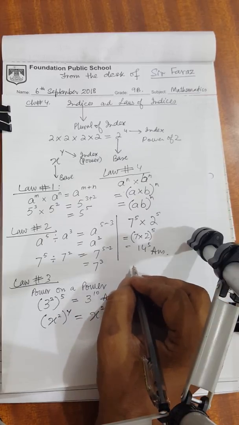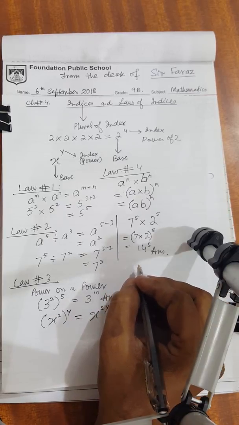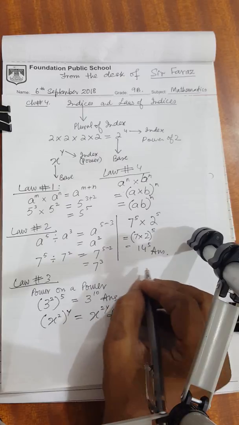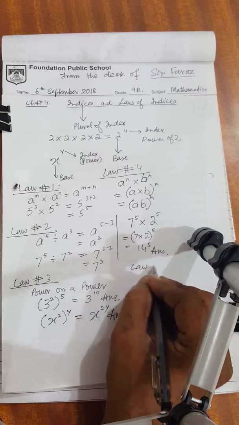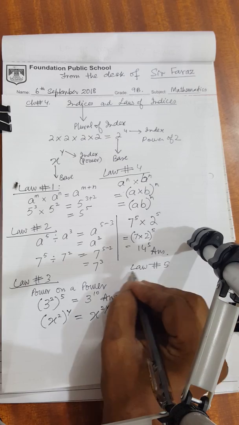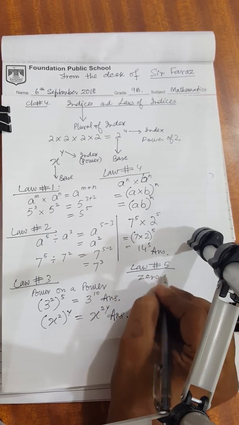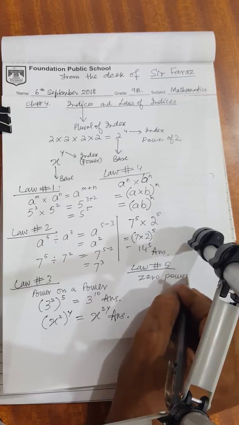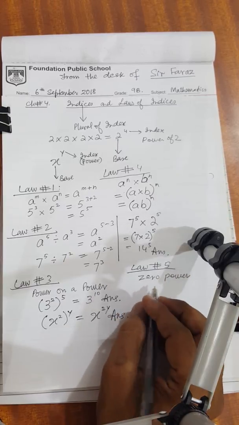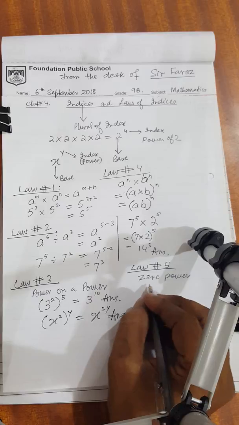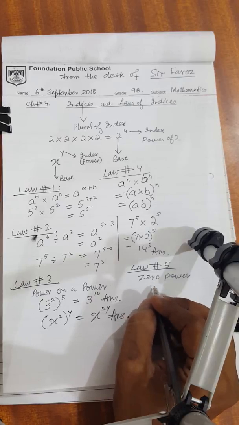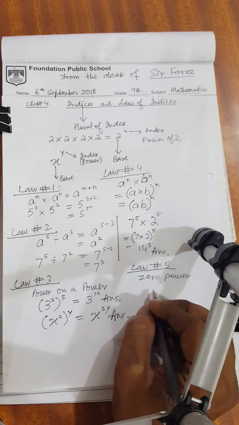Okay, law number 5. We can call it the zero power rule. Now, if any number has power 0, as we have discussed in the class, the result always equals 1.